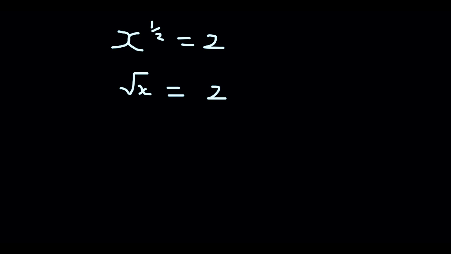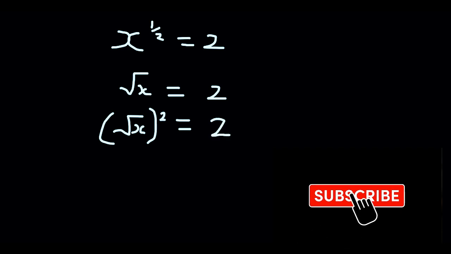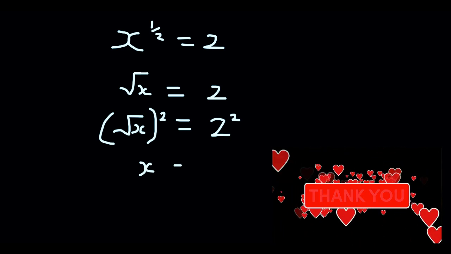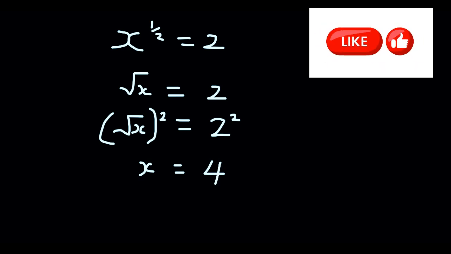So to square both sides, we then have square root of x power 2 equals 2 power 2. So this gives us x equals 4, because 2 index 2 gives us 4. This is our final answer.